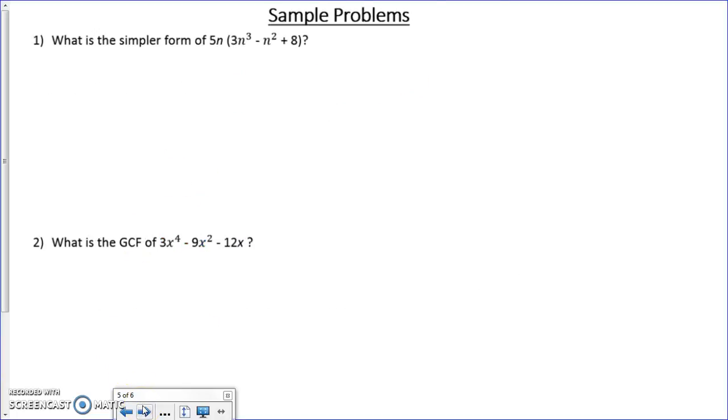Okay, so let's do some sample problems. Number 1, what is the simpler form of 5n times (3n cubed minus n squared plus 8)?